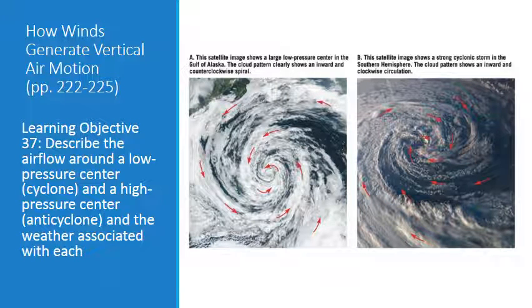Content in this presentation is covered on pages 222 through 225 of your textbook, and it's meant to help you achieve learning objective number 37, which is to describe the airflow around a low pressure center or a cyclone, and also around a high pressure center or an anticyclone, and also to be able to describe the weather associated with both of those systems. Be sure to skim those pages before you watch the video and read the chapter carefully before you attempt any of the online quizzes.